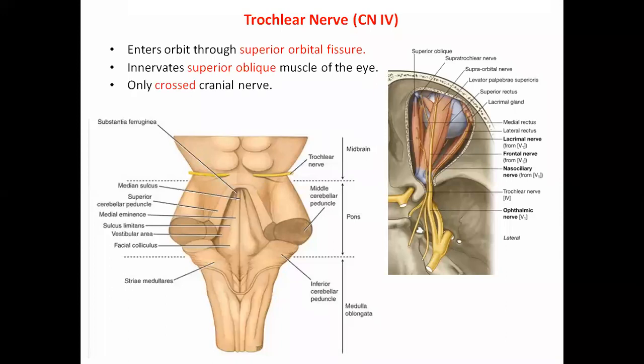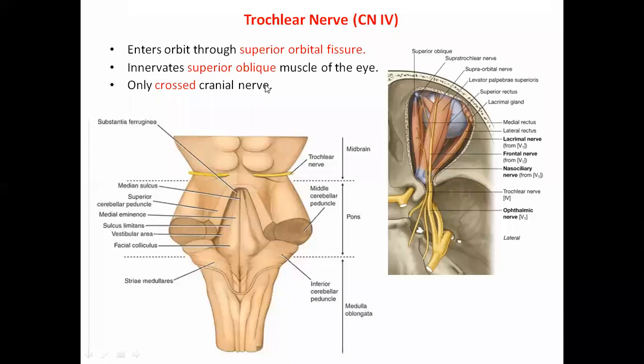It is the only crossed cranial nerve. Here you cannot see the crossing, but actually the crossing over is taking place inside the brain matter, which is why you're not able to see it. I can explain it this way: this nerve is actually coming from the other side, and this one from this side, so they cross internally. There is an internal crossing of the trochlear nerve that you cannot see because it happens inside the brain matter. This is the only crossed cranial nerve.